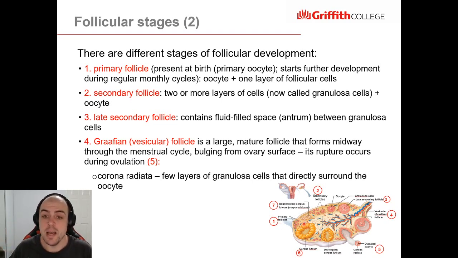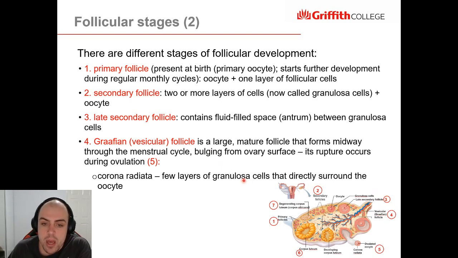And what's going to happen is, one oocyte will be surrounded by one layer of these follicular cells. Then these primary follicles are going to start to develop into these secondary follicles, except we now call them granulosa cells. These will continue to develop, but as you can see, they're getting bigger. So it's quite selective. Some of these follicles are going to die off, and some of them are going to grow bigger and larger. So this will continue on.